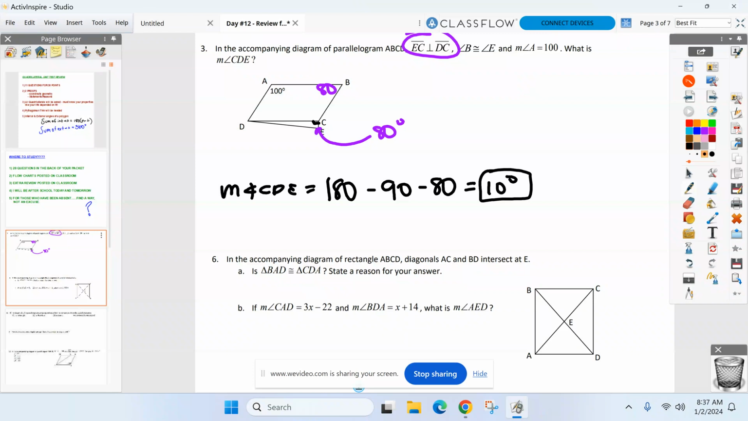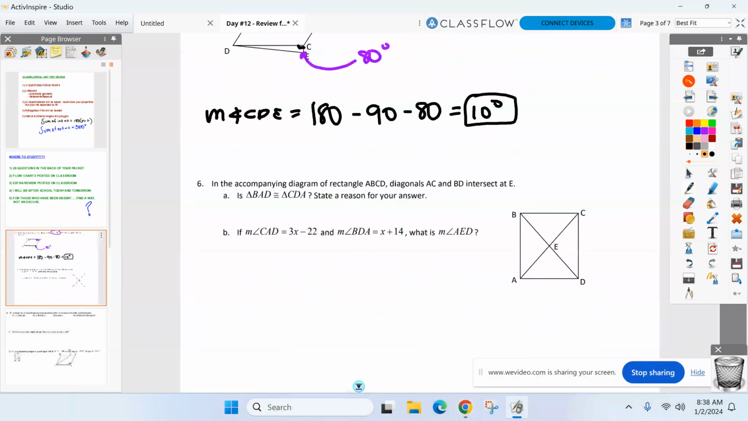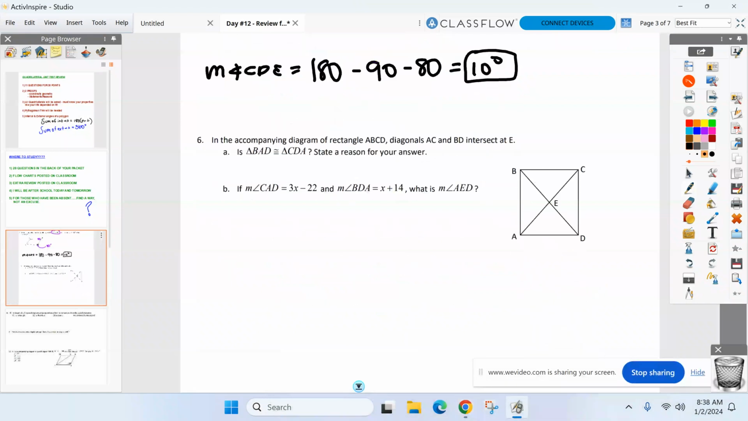Consecutive angles, supplementary in a parallelogram. We good with 3? Any issues there? All right, let's go to 6 now. I'm skipping around. Now we change our attention to a rectangle.